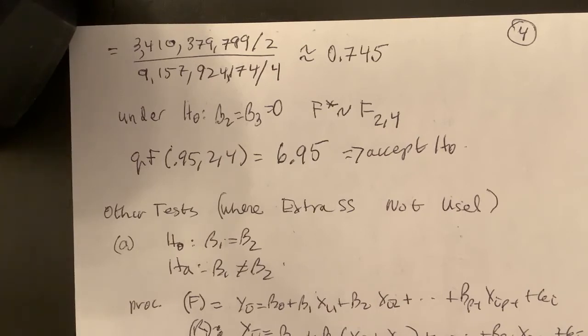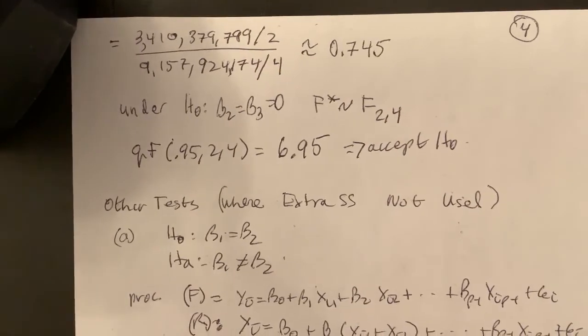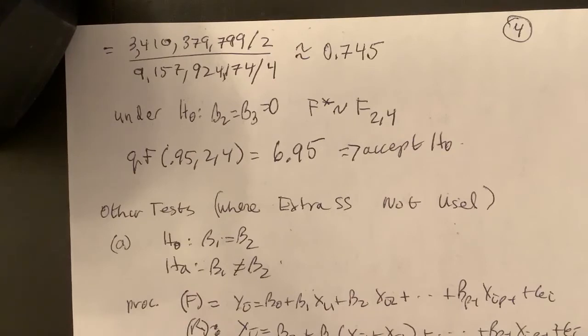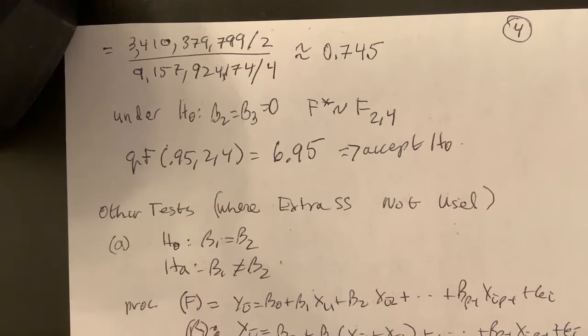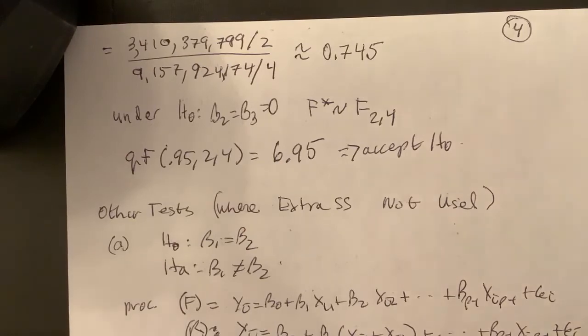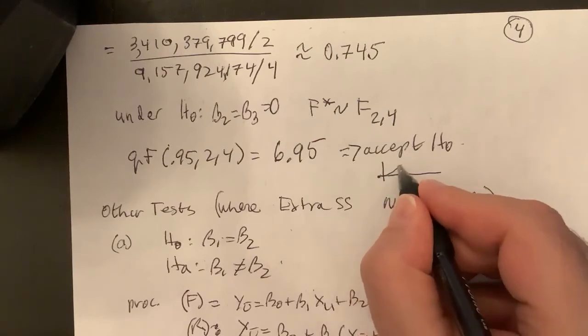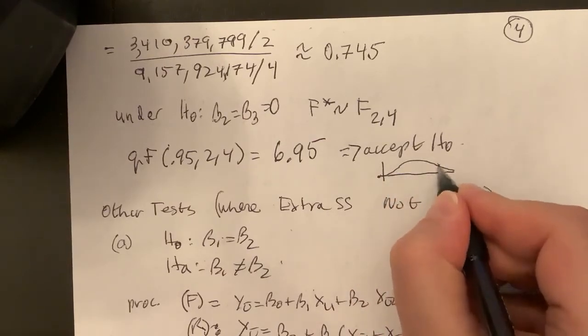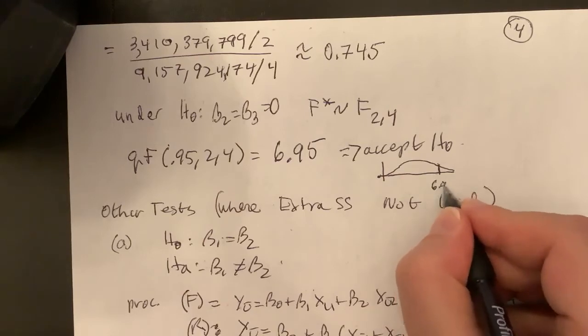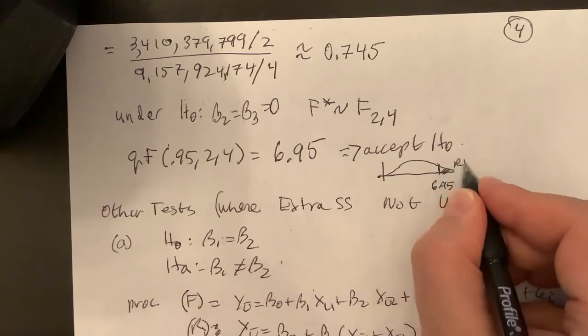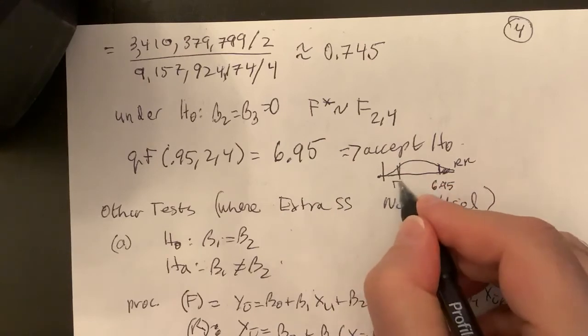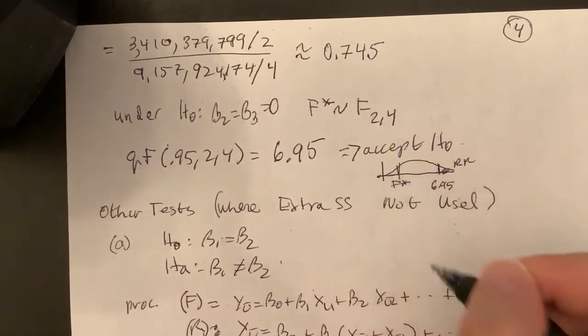And at the same time, the F distribution, instead of being 1 and 5 degrees of freedom, it is now 2 and 4. And I get an even higher threshold under 2 and 4. So again, I'm not even close here. So we have to accept H0. We have some picture like this. And we're out here at 6.95. This is my RR. And we're over here. This is F star. So we accept.